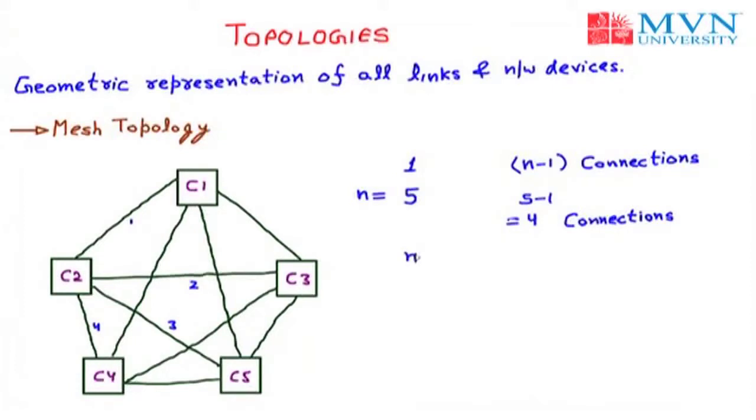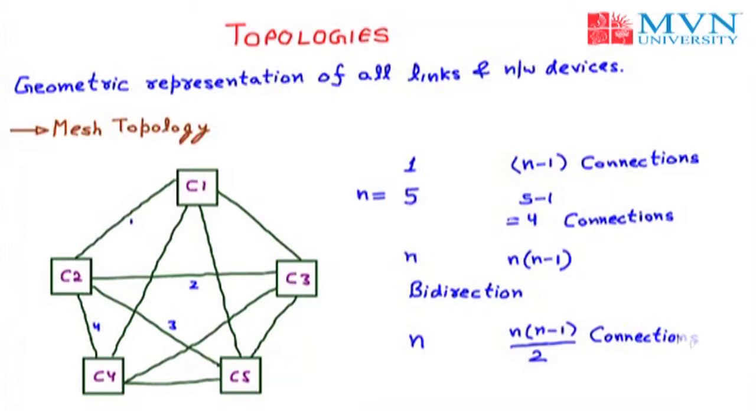So now, if we have n number of computers, then the maximum possible connections is n into n minus 1. And if all the wires are bidirectional, in that case the connections would be n into n minus 1 by 2. So whenever we have n number of computers, we have n into n minus 1 by 2 connections. Here we have the example where n is 5. So the maximum possible connections is 5 into 5 minus 1 by 2, that is equivalent to 5 into 4 by 2, and that is equivalent to 10 connections. So you can find the 10 connections over here.